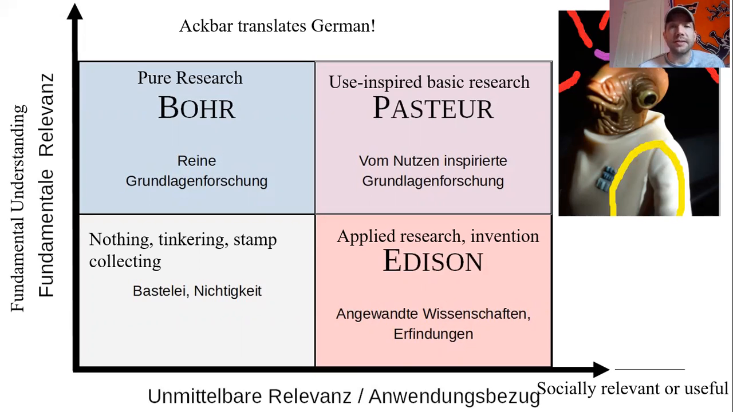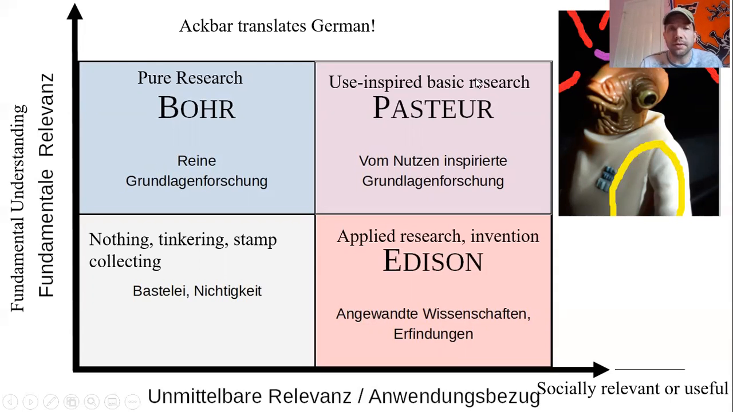This is another way to think beyond the linear model, to think about different kinds of science and different ways science might relate to society. This is actually developed in the 1997 book by Donald Stokes. I think I've got this linked in your notes if you're interested. It is called Pasteur's Quadrant.